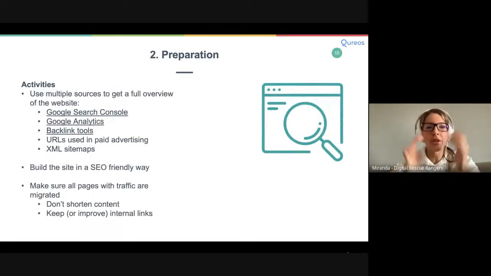In terms of preparation, it's very important to have a full scope of the website. One of the most common reasons why migrations lose traffic is that not all the pages are migrated. And sometimes we hear from content teams, but these pages are old, they're not important anymore. But if these pages still have traffic, then if they're not migrated, you will lose this traffic. So it's important to first make sure you have a complete scope of all the URLs on the website. And I'm using a couple of sources for that.